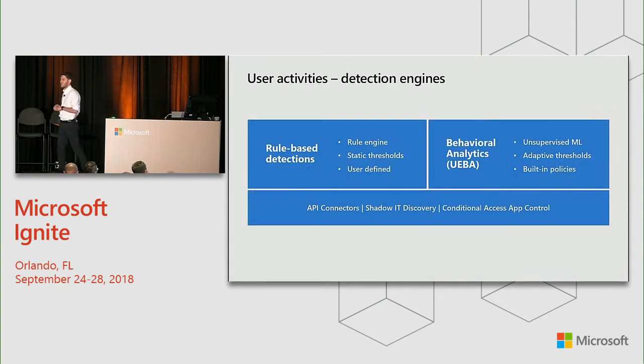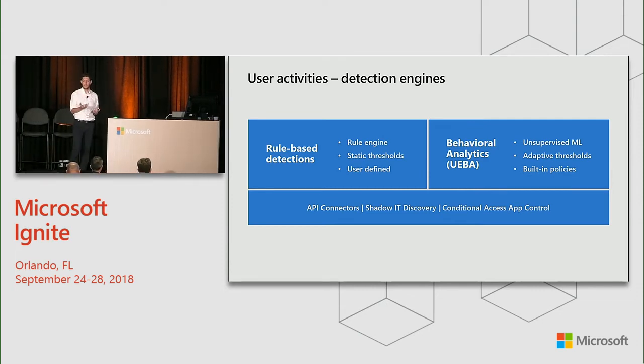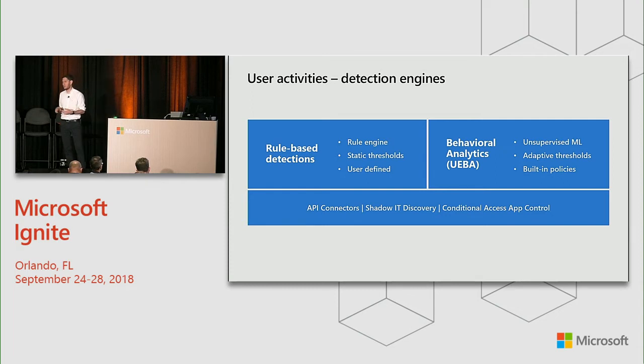OK, so let's take a moment to deep dive into user activity detections and how we're detecting these bad activities. We're doing that by combining two sets of detection engines. The first one is our UEBA engine, which is based on advanced machine learning. It constantly profiles your environments and creates baselines for the activities of each and every user in your organization, as well as the behavior of all your tenants.